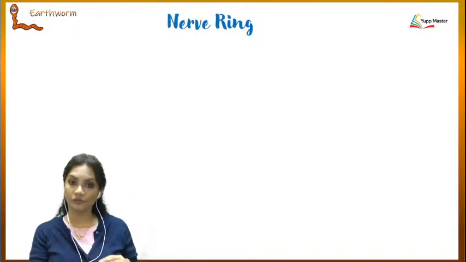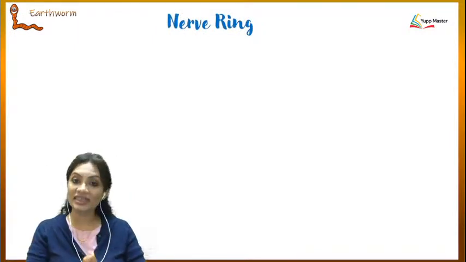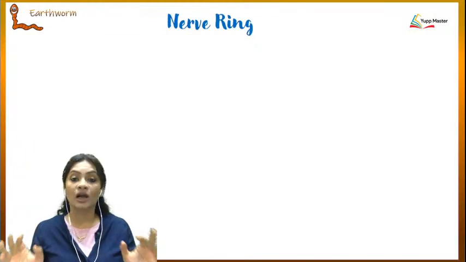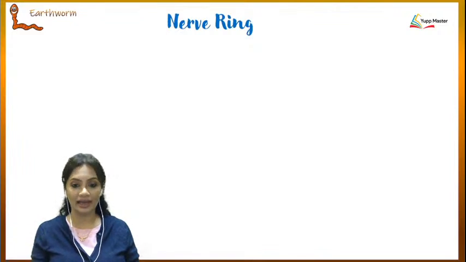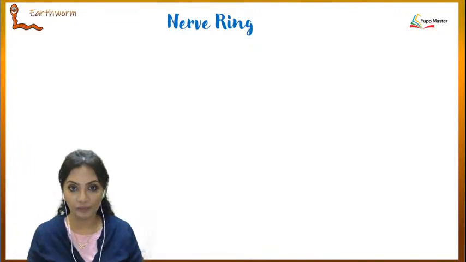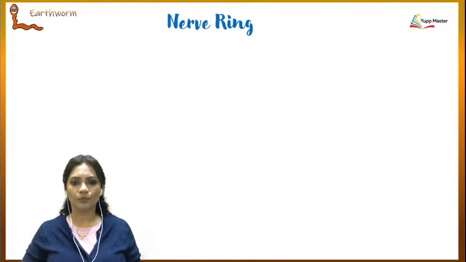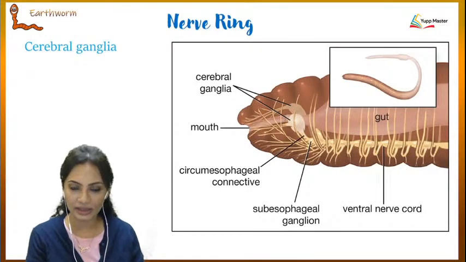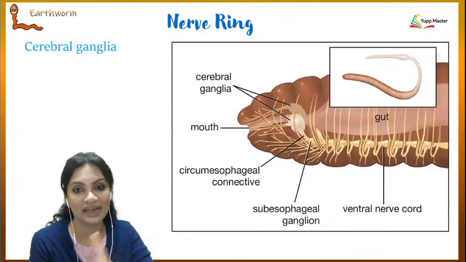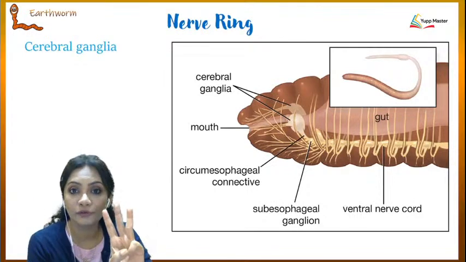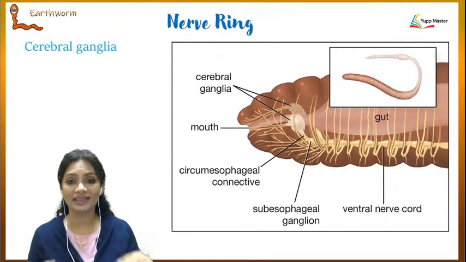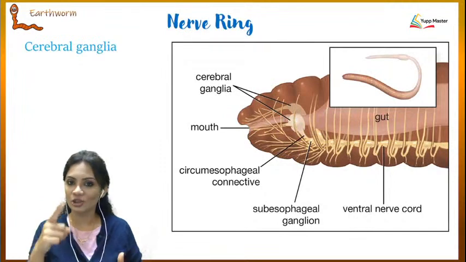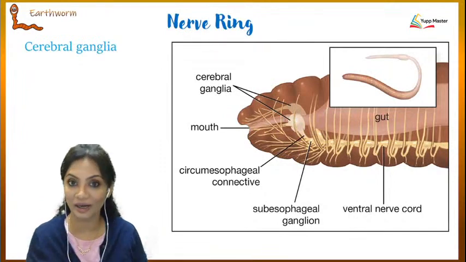When we talk about the nervous system of this earthworm, the most important structure that we want to learn about here is something called a nerve ring. Okay, a nerve ring. So, what is this nerve ring all about? Let's see. First, we will see what this nerve ring is made up of. The nerve ring is made up of 3 components. Now, the minute I say ring, you want to see something circular, don't you? So, let me show you what that circular part is made up of.